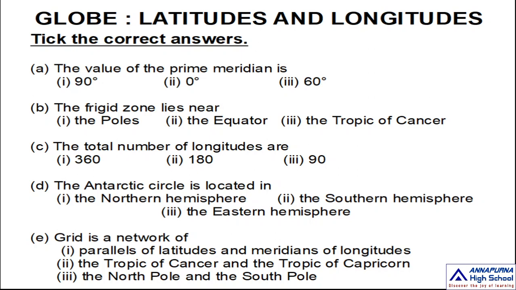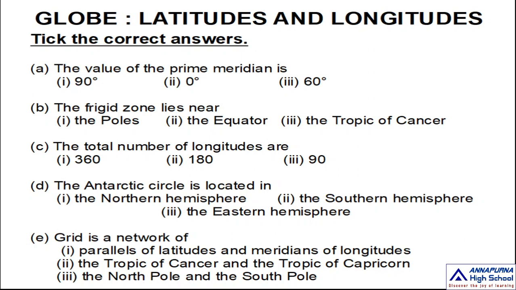The value of the prime meridian is dash. Meridians means longitudes. The prime meridian is also known as the Greenwich meridian. What is the value of that meridian? It is 0 degrees. 0 degrees is the value of the prime meridian.